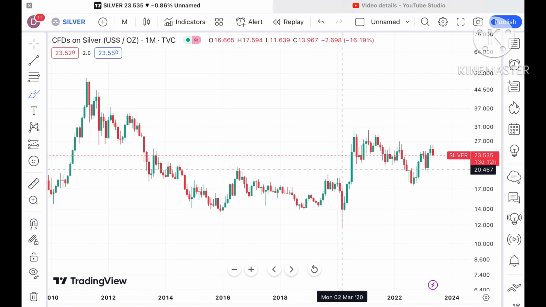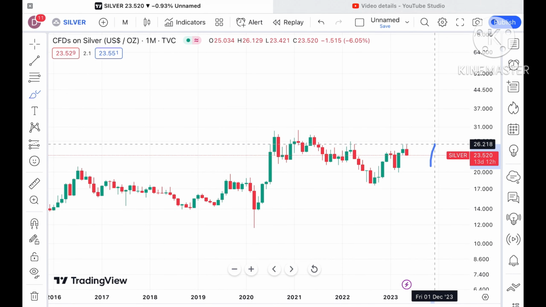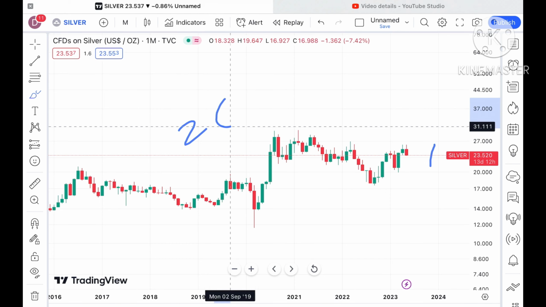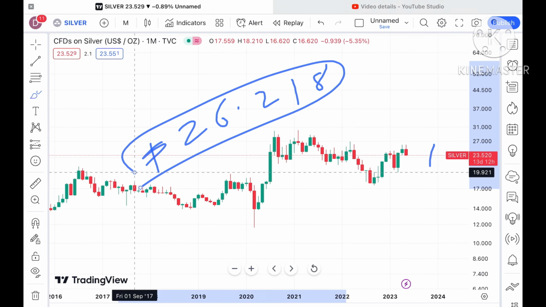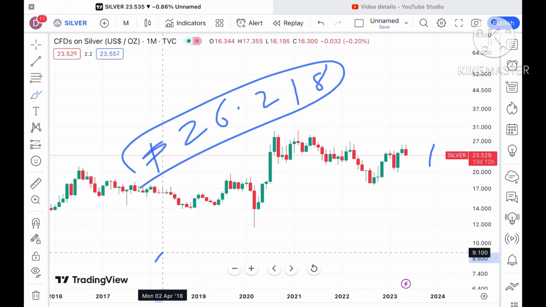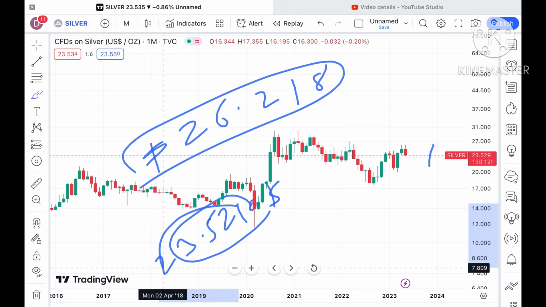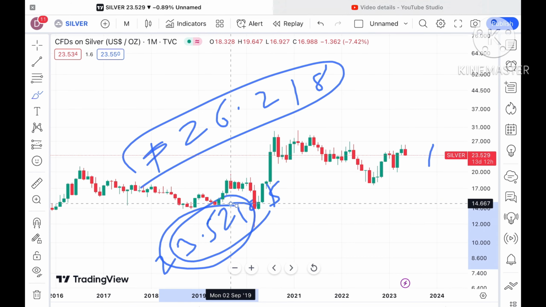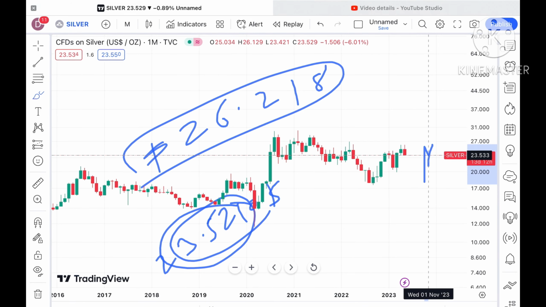See, look at this particular chart. For this particular month, it tried to go upside and already made a high of around $26.218. After that there is a continuous fall, down to a level of $23.210. Keep in mind that for this month we have seen a continuous fall, from 26 to 23. That means around a $3 fall we have seen.